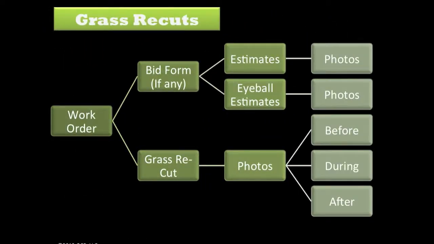Lastly, a grass cut. A bid form is required if there's any bids to be done, with estimates or eyeball estimates with photos to support. A grass recut would require photos with before, during, and after.